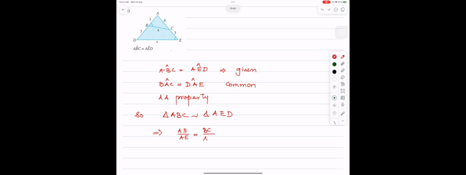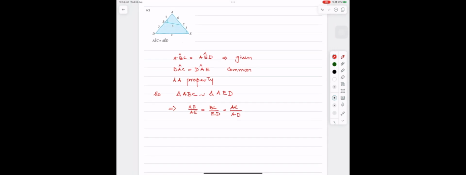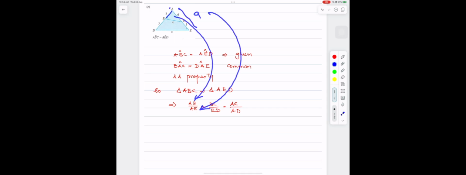We can write AB over AE, which is equal to BC over ED, which is equal to AE over AD. Now you can put all the values given in triangles ABC and ADE to find the values of X and Y, which are unknown in these two triangles.